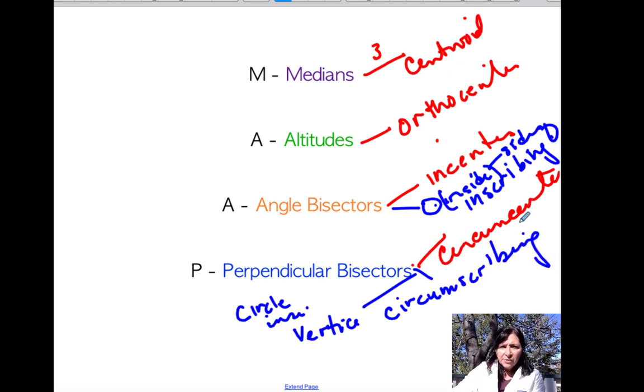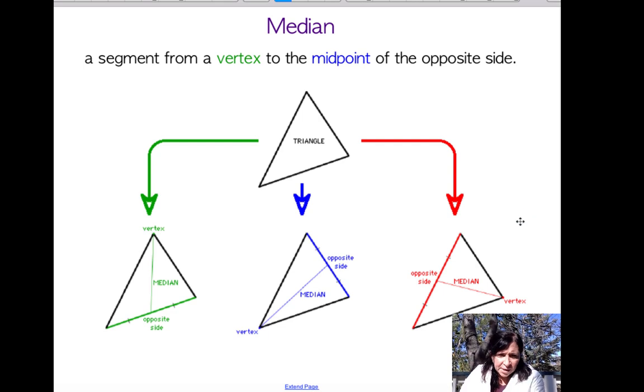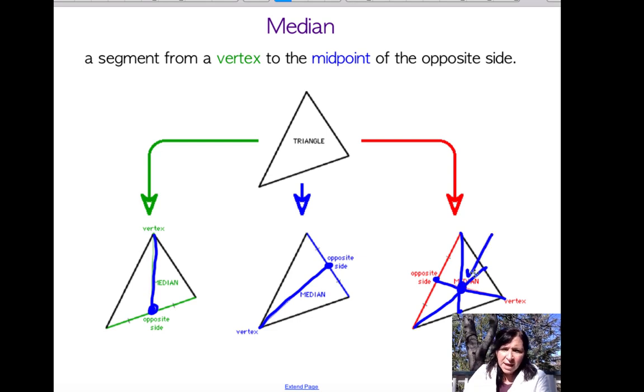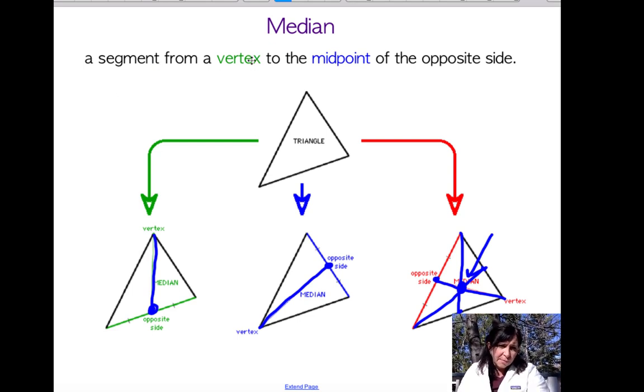Okay, so looking at this, we've got a median. We have 3 medians, and these are the different ways you can draw a median. So you're going to draw a median vertex to the midpoint, vertex to the midpoint, vertex to the midpoint. If I had put all of these in the same triangle, this is what it would be, and I would have this point right here of intersection, and that point of intersection is called the centroid. And that's basically found by making a segment from a vertex to the midpoint of the opposite side.